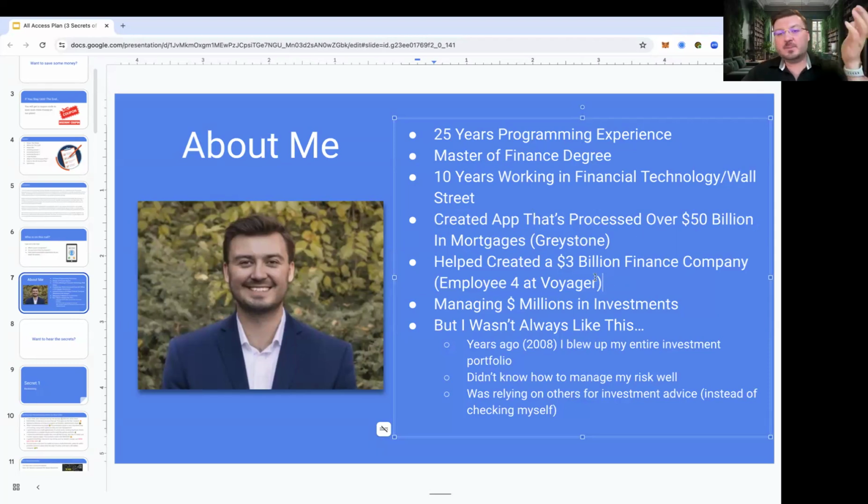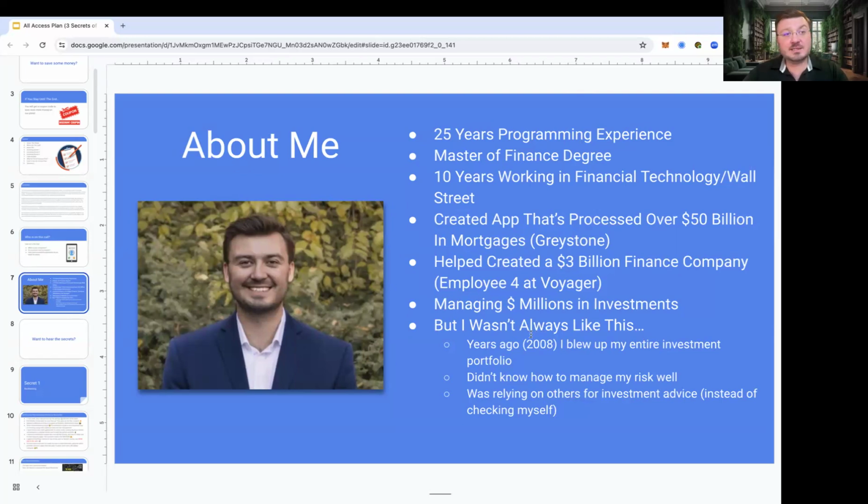I also helped create a company called Voyager. You may have heard of it. It was a crypto trading app. I was employee number 4 there, so really built it pretty much from the ground up. We didn't really have anything when we started. Built that company up to be worth $1.3 billion. Ended up blowing up after the whole FTX fiasco, but I was able to get some of my stock options out, so it made me quite happy. I'm also managing a couple million dollars worth of investments between myself and others.